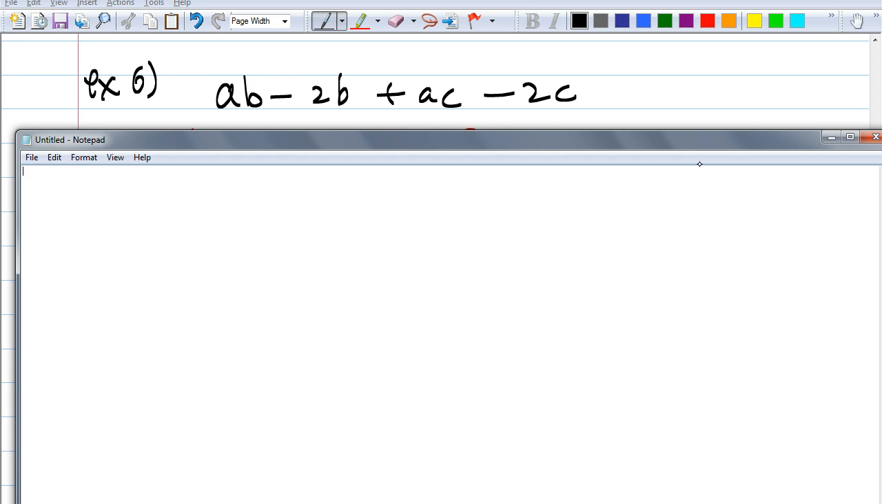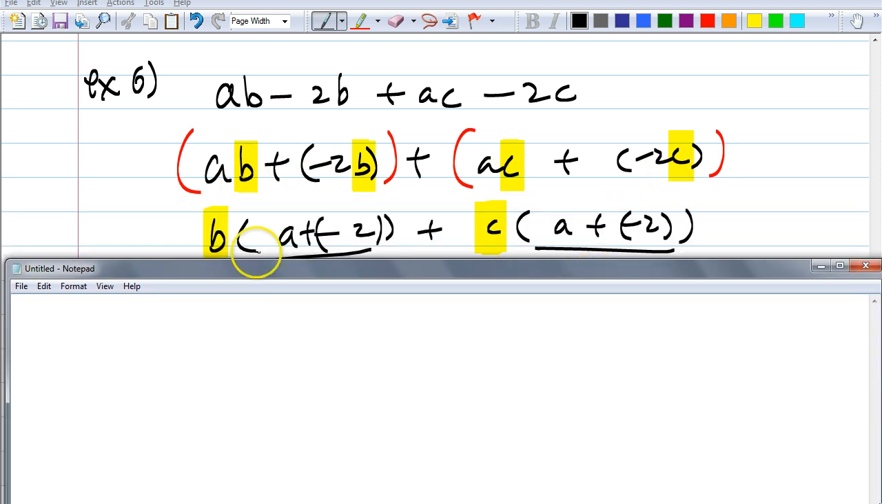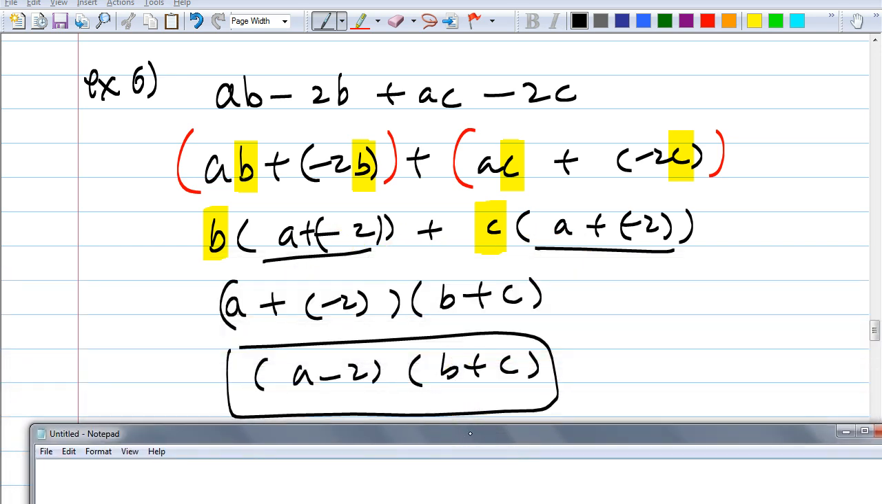All right, so how many people wrote it this way? AB plus negative 2B, with the whole thing in parentheses, that's the first two terms, plus AC plus negative 2C. As you can see, the first two terms have a GCF of B, the second two terms have a GCF of C, and you can factor those out. And now, do you see your GCF? Your GCF is A minus 2. So how many people got A minus 2 times B plus C? Very good.